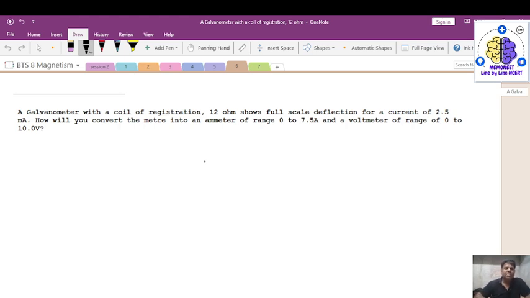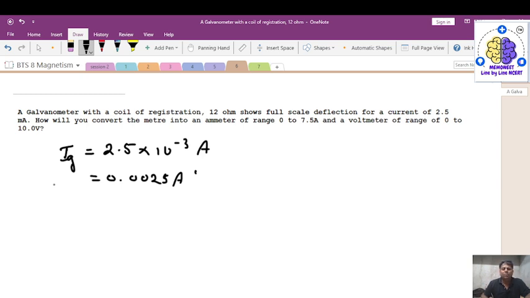This numerical says that a galvanometer with a coil of resistance 12 ohm shows full scale deflection for a current of 2.5 milliampere, right? So they have mentioned that the full scale deflection current Ig is equal to 2.5 milliampere, right? This is Ig. So we can write it as 0.0025 ampere. This is Ig.